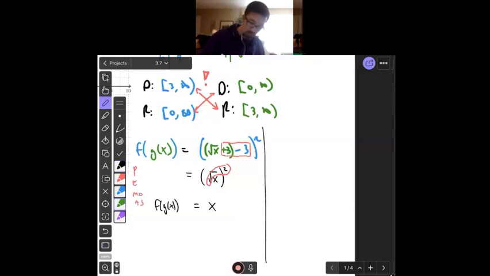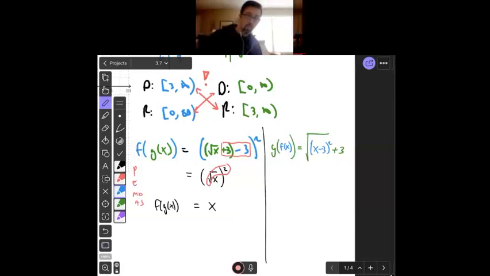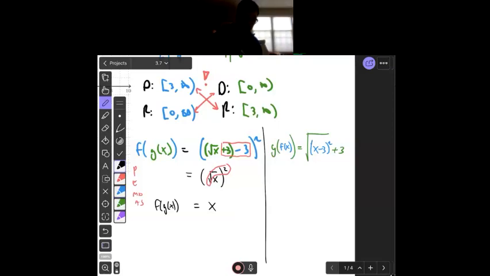I'm going to do it the other way around, right? The other one said to define g of f. So g of f of x. So what does that look like? So g of x, starting with the outside one, was the square root of something plus 3. Well, the something is now what f was. f is x minus 3 squared. So I have the square root of (x minus 3) squared, plus 3. And then we want to simplify that down.